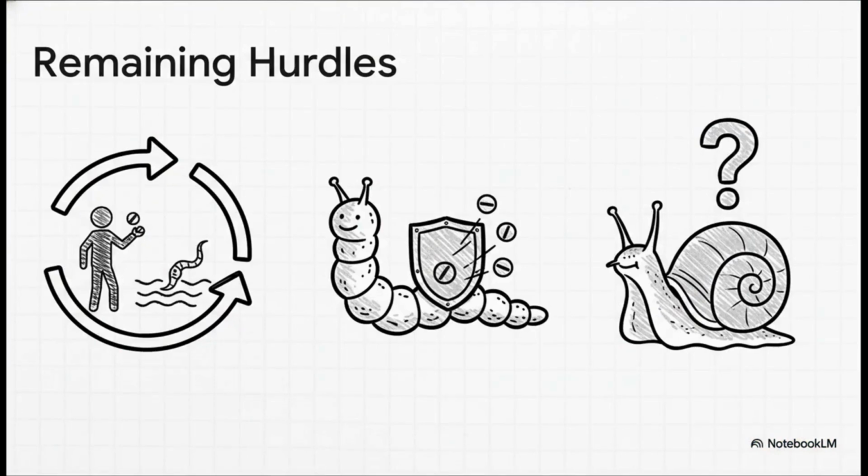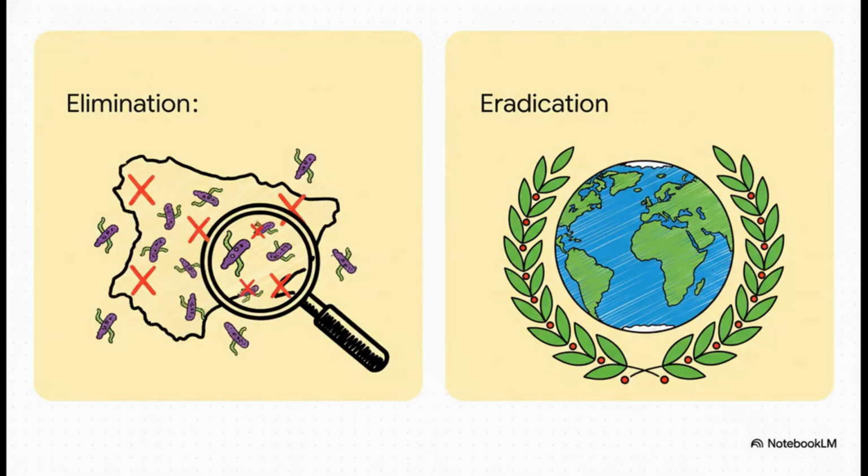The biggest hurdle is that praziquantel is a cure. It's not a vaccine. People can get treated, feel better, and then get reinfected the very next day if they go back into contaminated water. There's also the constant worry about drug resistance down the line. And maybe the trickiest part of all, efforts to control the snail populations in Africa just haven't been very successful on a large scale. And it's really important to understand the difference in these two goals.